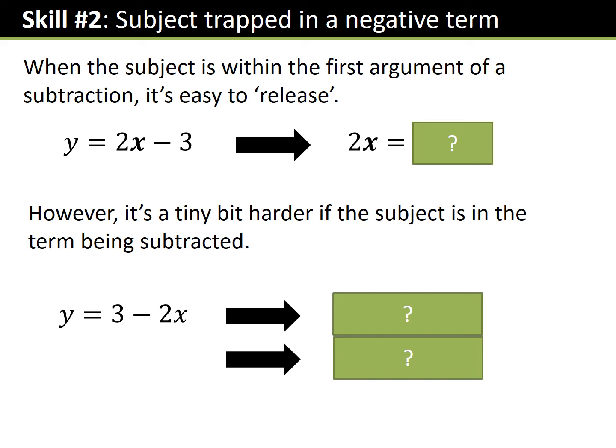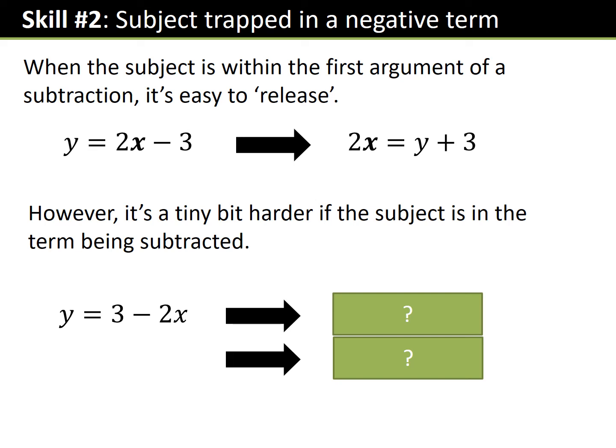When the subject is within the first argument of subtraction, it's easy to release. I've got 2x minus 3, I just add 3 to each side. So 2x is y plus 3. And then I can divide both sides by 2 to find out what x is.